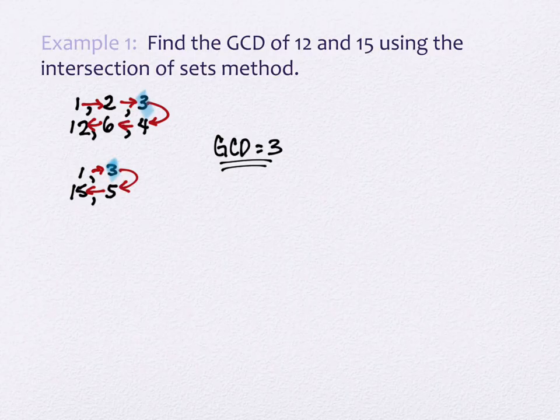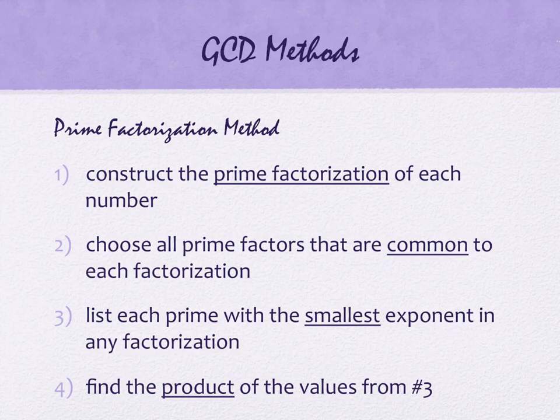The next method's the one you're most familiar with. I couldn't remember where it fell on my list of methods. There are 2 other methods after this. Prime factorization is what you usually see showing up in about junior high somewhere, depending on your curriculum. So you construct the prime factorization of each number. You look at all the prime factors that they have in common, all of them. And then you list each prime factor with the smallest exponent that any of them have. And then you find the product, which means you multiply them together.